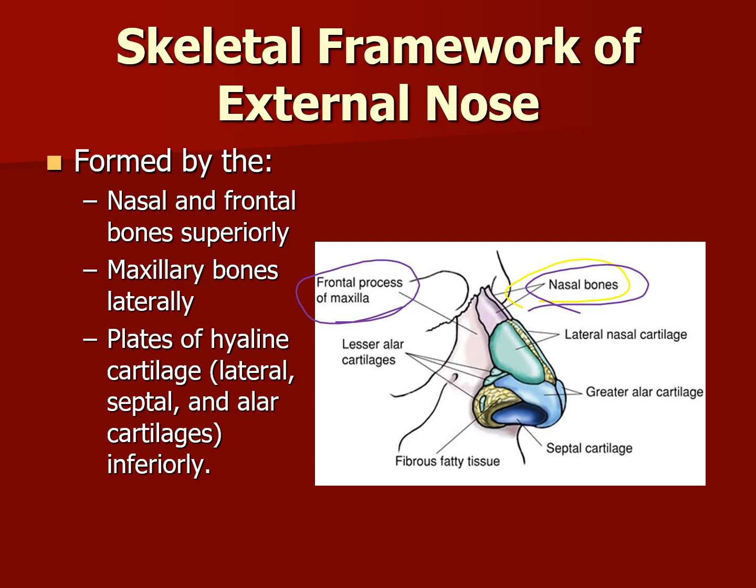The plates of the hyaline cartilage, the lateral, septal, and alar cartilages, are considered inferior. These are considered lower or inferior, not in their function, just as far as orientation goes. That's just where these are located. So I'm not going to stress this too much on you, but you do need to be aware of if something's superior, lateral, or inferior.